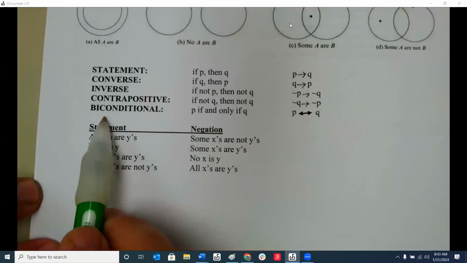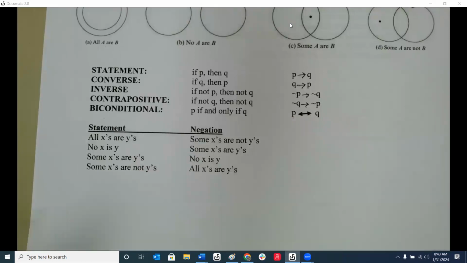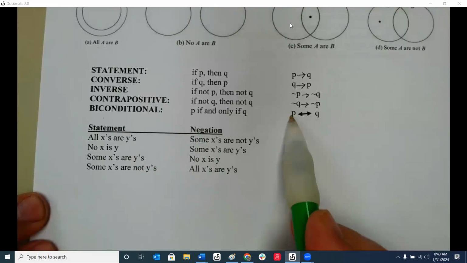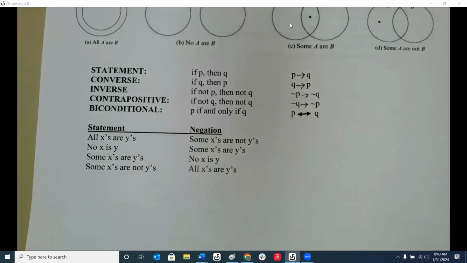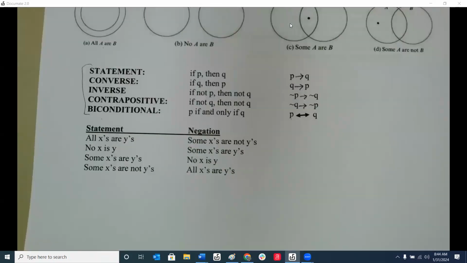And then the biconditional. P if and only if Q. Q if and only if P. So they have to go both directions. So it's important. You have to know what each of those mean and how they represent, because when you make statements, that's what we're looking for.